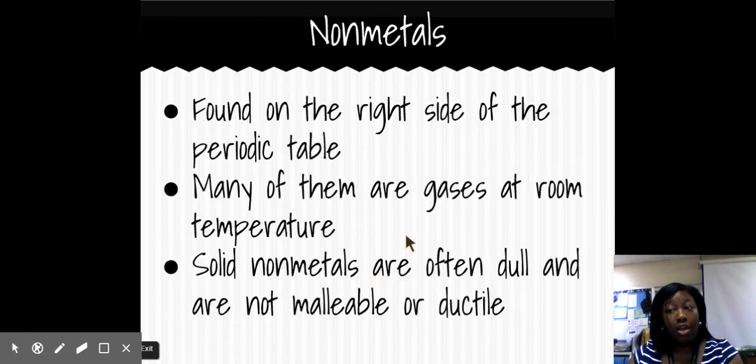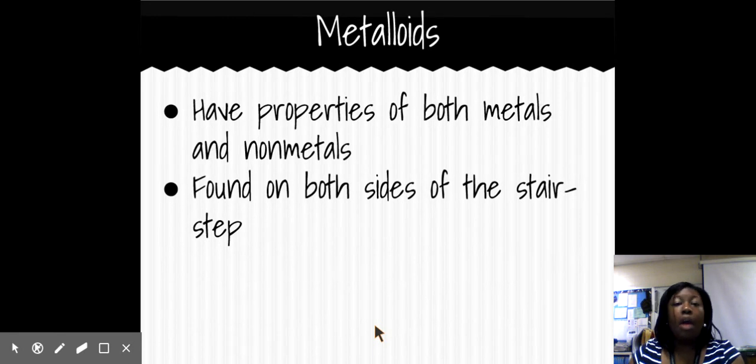So our nonmetals, they're found to the right of the periodic table. Many of them are gases at room temperature. Solid nonmetals are often dull and are not malleable or ductile. Our metalloids, think of it as not quite a metal and not quite a non-metal, so that's why it's a metalloid. They have properties of both metals and non-metals, and they're found on both sides of the staircase.